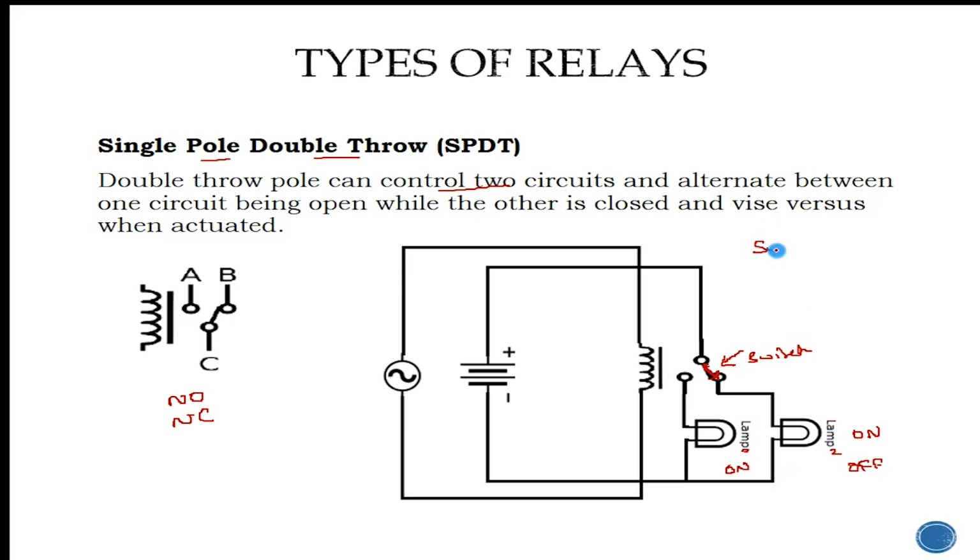Means when the switch is in off state, then lamp 2 will be on and lamp 1 will be in off state. Once you turn on your switch, then lamp 2 will turn off and lamp 1 will turn on. This is a combination of NO and NC contact.